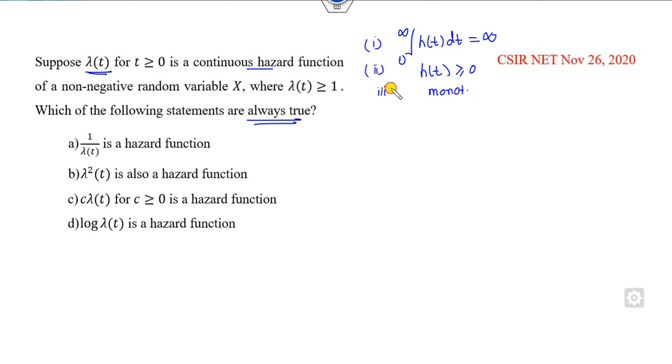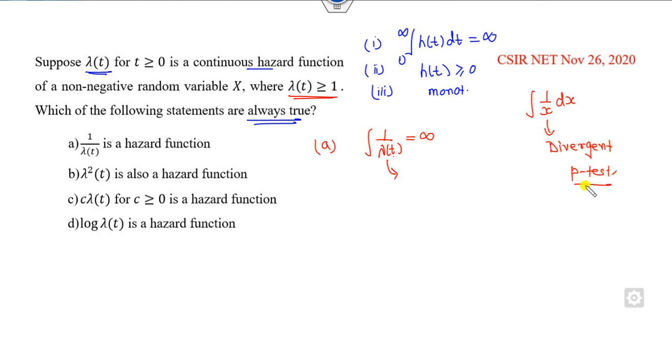Now look at the options. Look at the first option. Your target is to prove this result should be infinite, this result should be greater than 0, and this is a monotonic function. You can see h is greater than 1. Fine. Is it true? It is not always, because you can see what is the integration of this? This is always divergent. You can use a p-test even. So the limit does not exist, and if the limit does not exist, the integral cannot be obtained. So this is not the right answer.